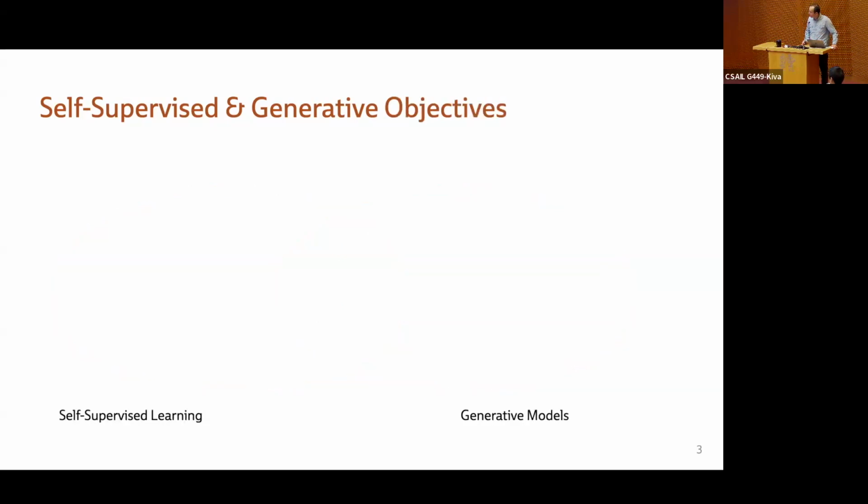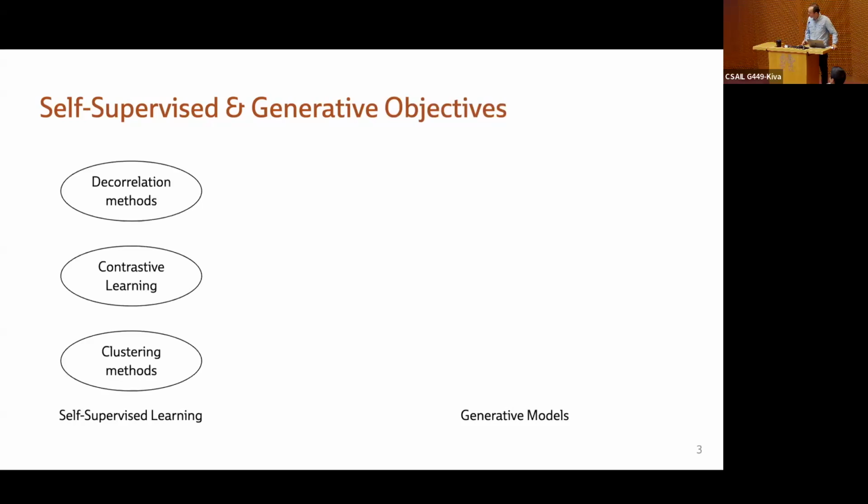Now, there are different objectives. When I say objective, I refer to functions that are used to train the neural networks. In self-supervised learning, we have different classes. Here are some of the main classes. I'm not introducing here predictive models like masked autoencoders. This is out of the scope of this talk, but we are going to talk about these ones: the correlation, contrastive, and clustering approaches.